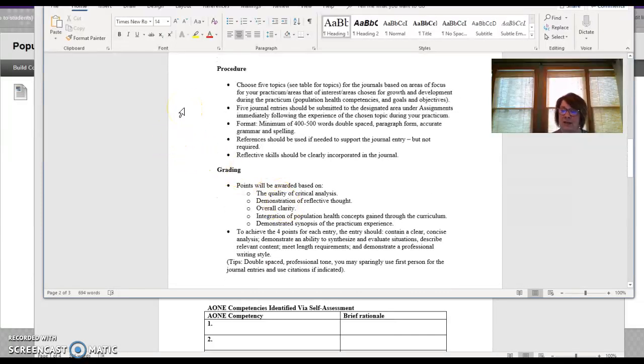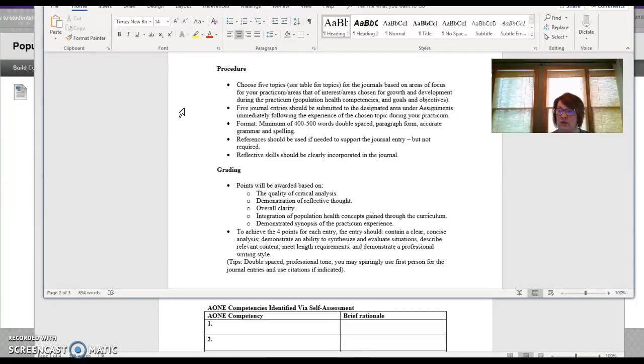Getting down to the nitty-gritty of the assignment, you're going to choose 5 topics, and you don't have to do that up front. It can be done in a fluid process as you complete your practicum experience. You will be writing 5 journal entries, and there are due dates in the plan for success for those entries, but you don't have to wait until those due dates to submit if you have them completed prior. You will be writing in reflective terms.